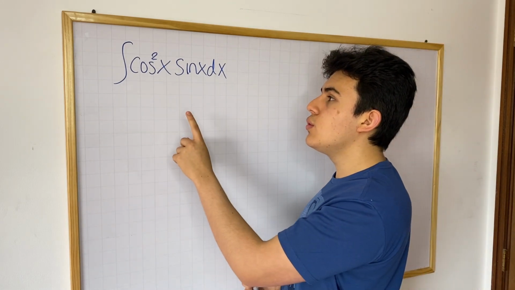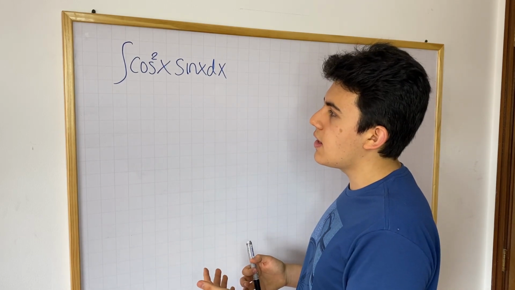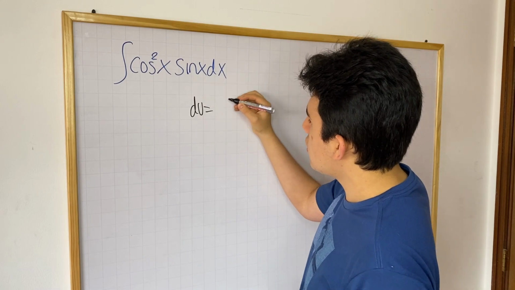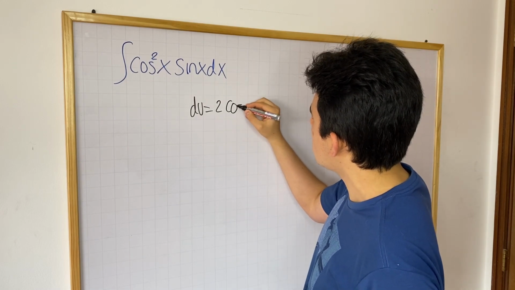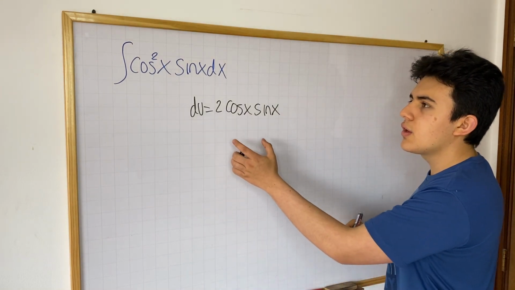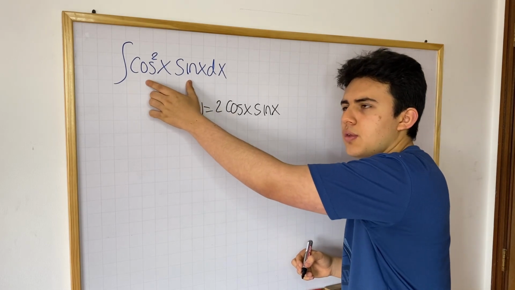Now, if you choose u to be cosine squared, well, that is also gonna be kind of complicated. If you choose u to be cosine squared, you're gonna get that du is gonna be equal to 2 times cosine x times sine x. Okay, this is just the chain rule. And you can see that you have an expression that is very similar to the integrand, okay?